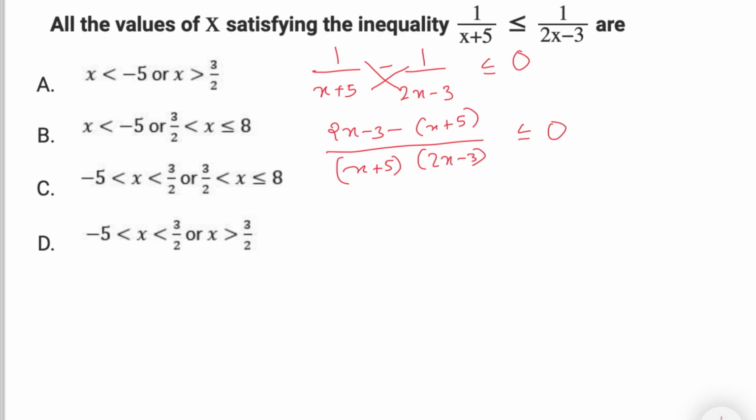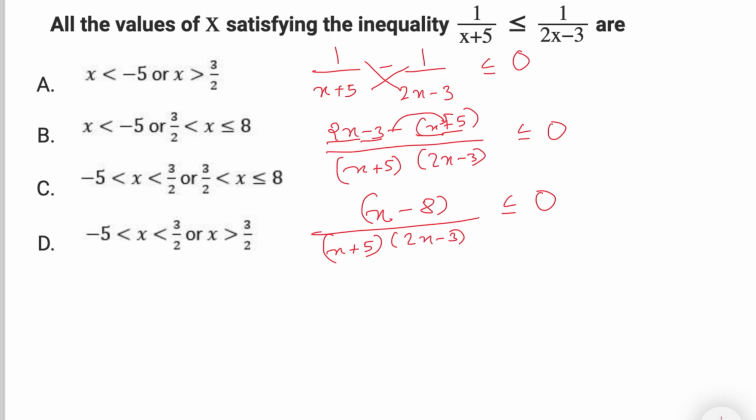Now guys, observe 2x minus x will basically give me an x, and minus of plus 5 will become minus here. So minus 3 minus 5 will be minus 8. We have x minus 8 in the numerator, and denominator will be x plus 5 into 2x minus 3 less than or equal to 0. And now we will use a very standard method that we have seen in many inequalities based questions, and that is the wavy curve method.